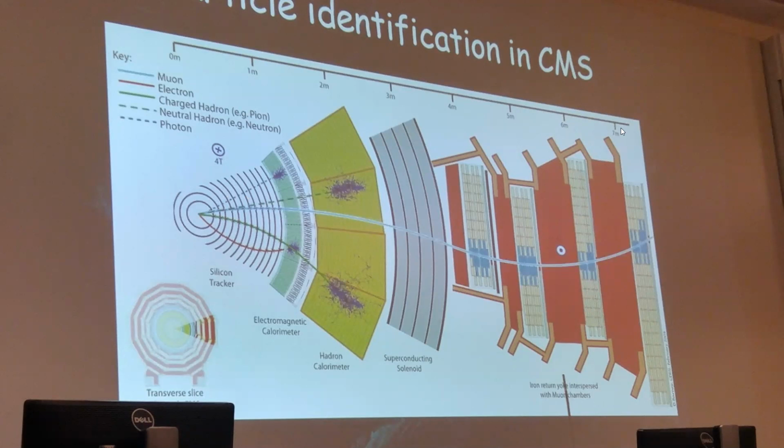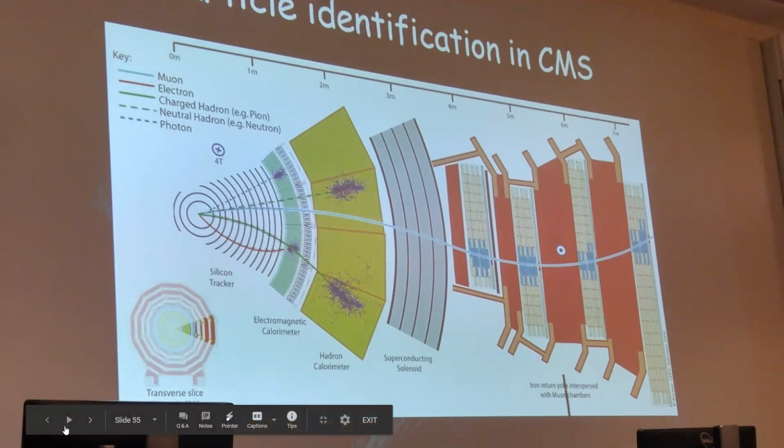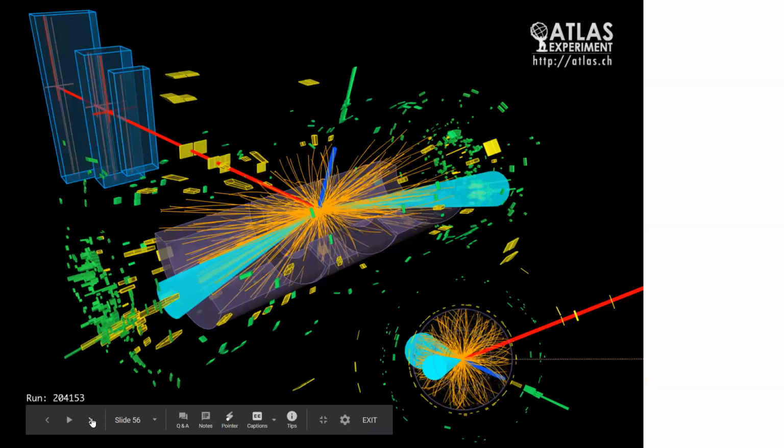7 meters is about 22, 23 feet. This is 23 feet away from the center. It's huge, it's massive. And every one of these sends a little bit of information. Okay, so this collision right here, right?